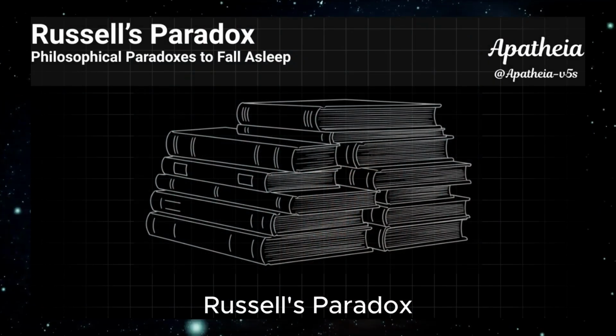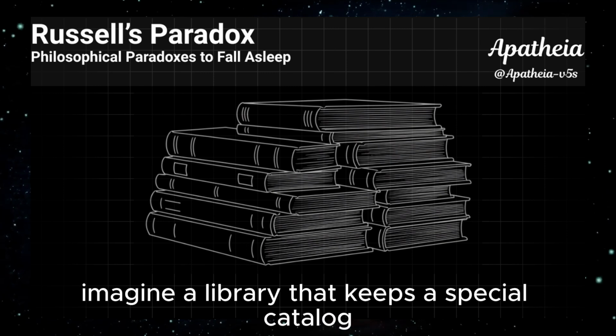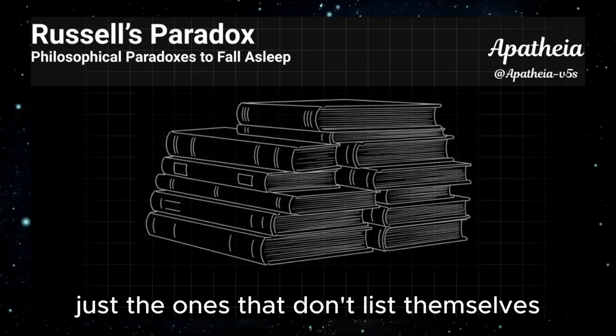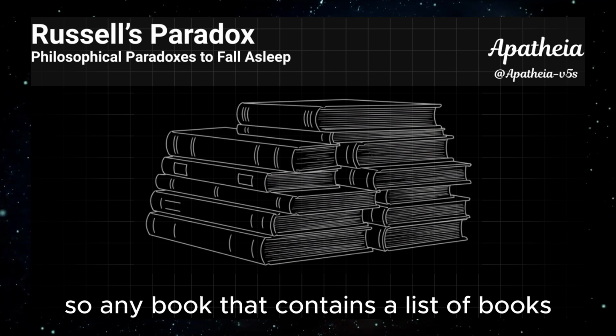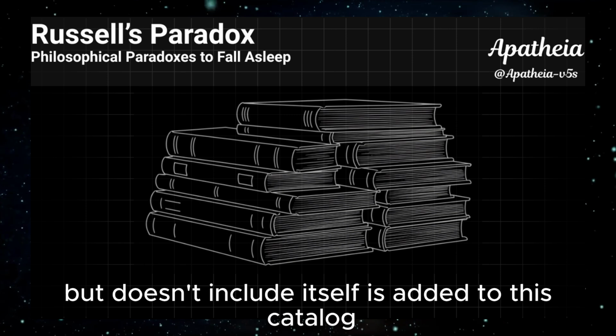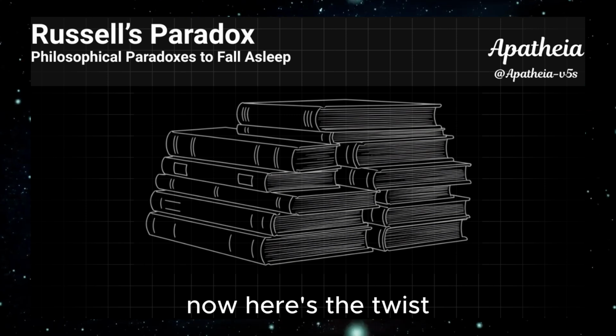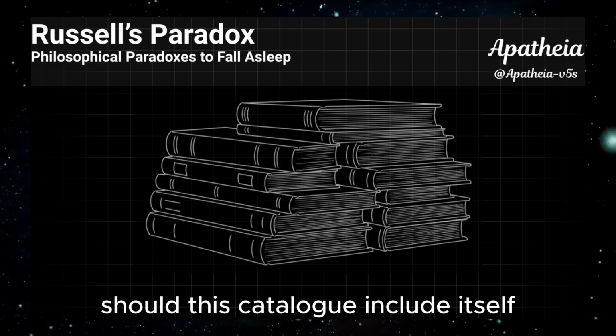Russell's Paradox. Imagine a library that keeps a special catalog. This catalog doesn't list every book, just the ones that don't list themselves. So any book that contains a list of books but doesn't include itself is added to this catalog. Now here's the twist. Should this catalog include itself?